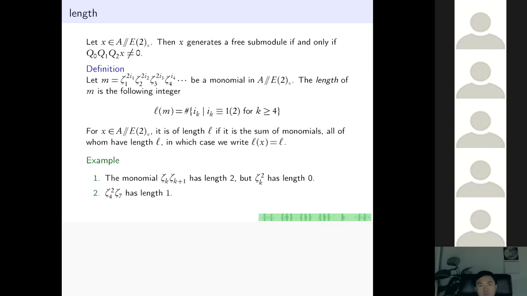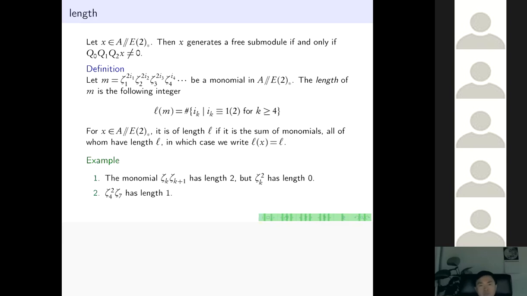If you have a monomial, as depicted above, then its length is just the number of odd exponents occurring in the monomial. And if you have a generic element of a mod E2 dual, you say that it has length L if it is a sum of monomials, all of which have length L, in which case we'll write the length of x equals L as well.